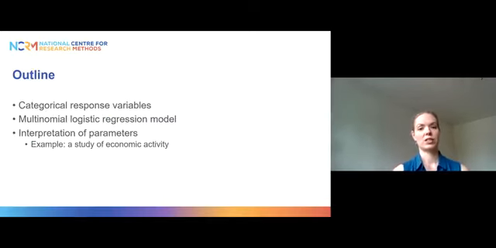So the outline of the session is as follows. We will first start by talking about categorical response variables, so what kind of outcome variables you might use with this type of regression models. Then we will move on to talking about how the model actually works. And then we will look at an example where we study economic activity and its relationship with gender using these methods. And if you haven't yet watched binary logistic regression videos, I would recommend you watch them first before you move on to these sessions.